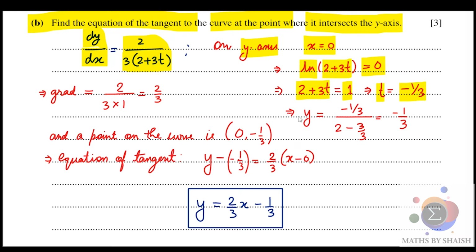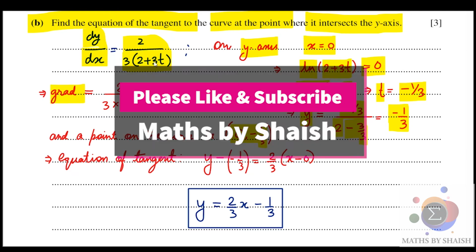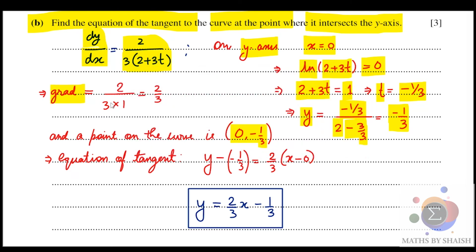So the input, that is 2 plus 3t, has to be 1, meaning t equals minus 1 over 3. Now y is t over (2 plus 3t), so we get y also as minus 1 over 3. So now we got a point on the tangent, x and y, that is 0 comma minus 1 by 3, and we can calculate the gradient. Here we have dy over dx in terms of t, so we got 2 over 3 times (2 plus 3t), and after substituting t as minus 1 by 3 we got this.